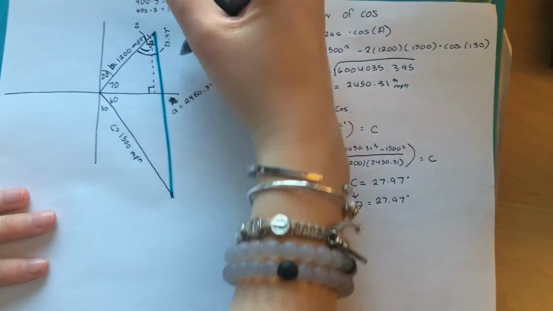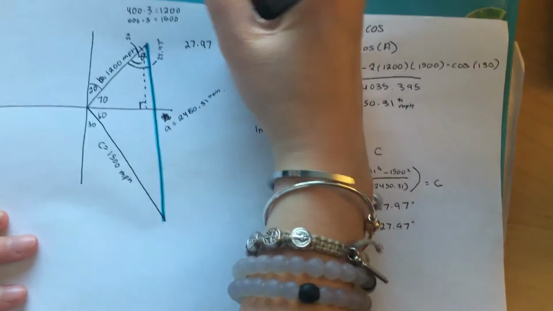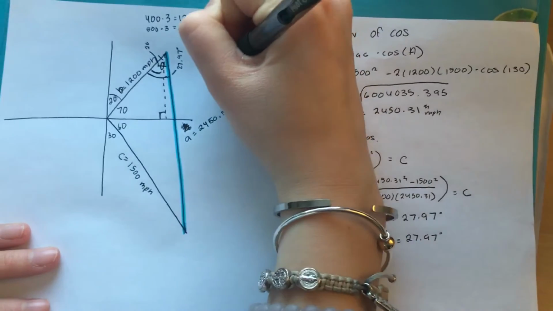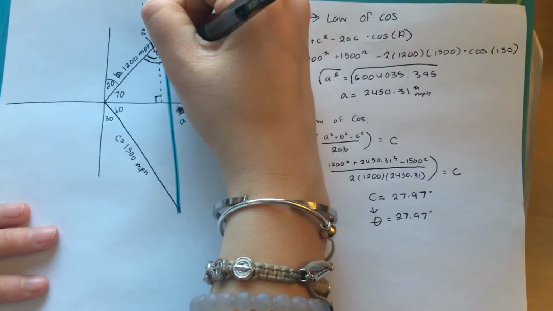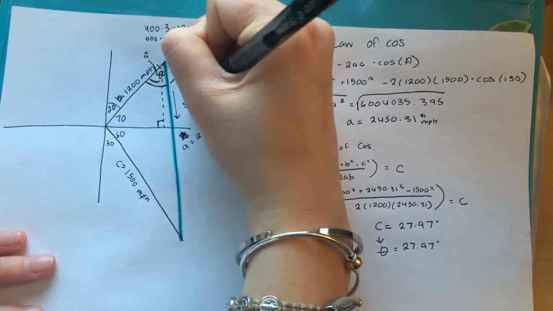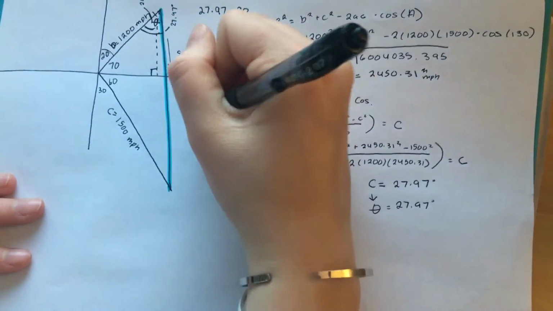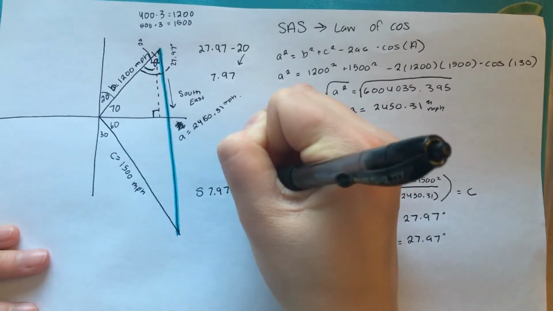To find the measure of our bearing, we need to subtract the smaller triangle measure from the larger triangle measure, so we have 27.97 minus 20, and we get 7.97. Here you can see by my arrow that the line is going in a slightly southeast direction. Therefore, our final bearing is south 7.97 degrees east.